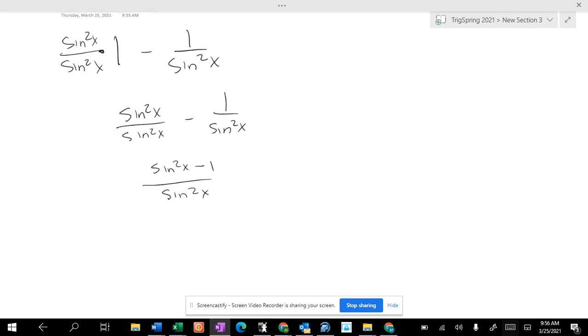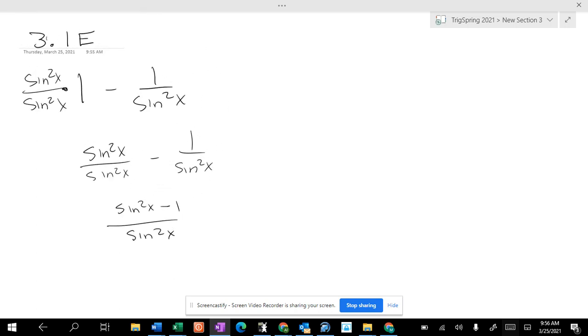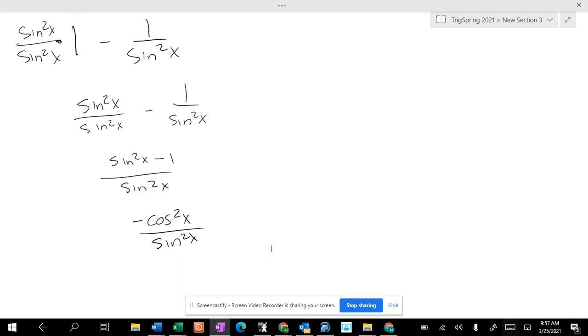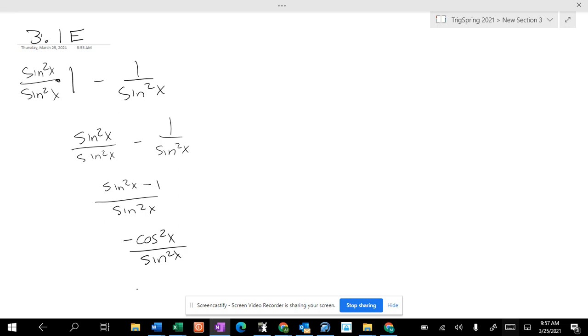All right, now that we've got that much done, what's sine squared of x minus 1 according to the Pythagorean identities? Is it cosine? I don't think so. Negative cosine squared of x. And what's negative cosine squared over sine squared going to be equal to? Negative cotangent squared of x.